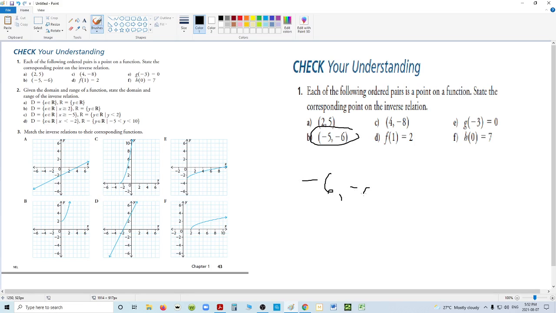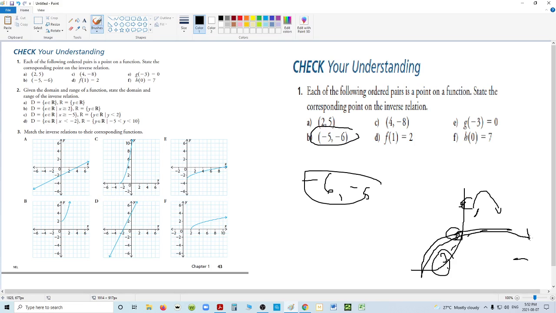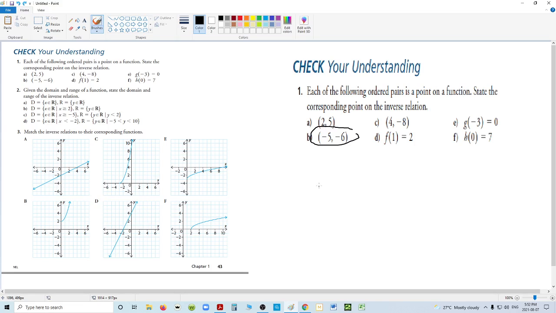And if ever you do have points on a graph and they ask you to find the inverse graph just based on the points, you can take those points and just swap their x and y values and then plot it on the new graph, and you will discover the inverse graph. Okay, what about C? We just swap the x and the y values. You don't change their signs or anything. You just swap them. There's C.